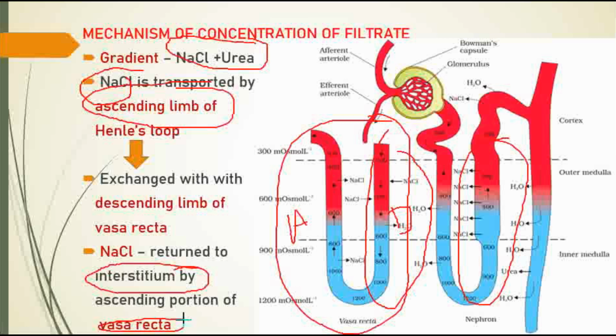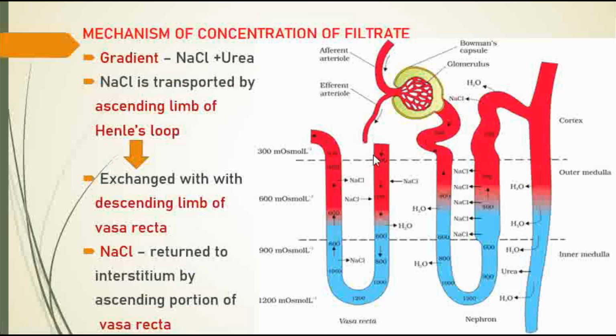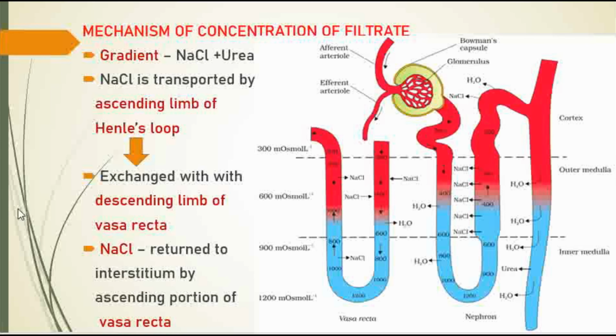So the ascending portion of the vasa recta returns the NaCl back to the interstitium. As you can see in the picture, it returns to the interstitium. திருப்பி வந்து அது இந்த interstitiumக்கே வந்துடுது NaCl. So this is what occurs in the first step of the concentration of the filtrate. So this is what happens to the NaCl.